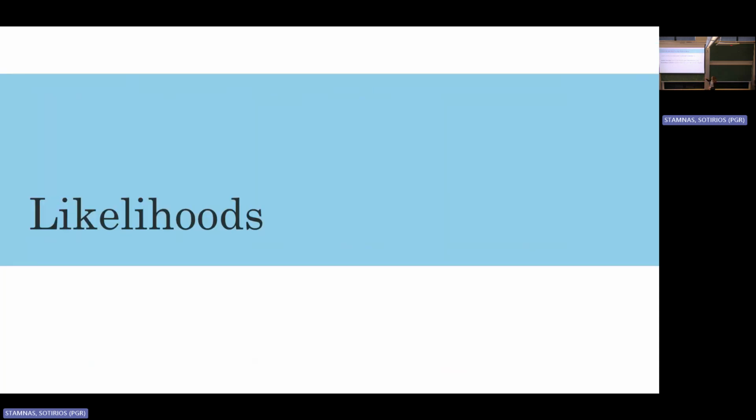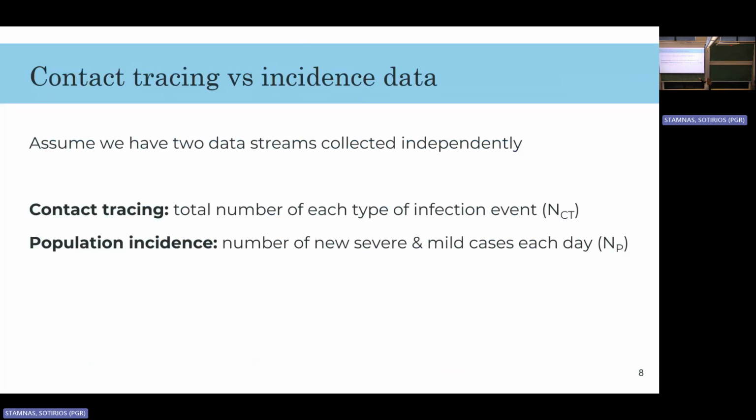And these will be a sample of the overall population. So the population is 100,000 people, but we sample up to 10,000 of these cases. And yeah, so there'll be independent subsets of the population considered in each of these. And the NCT will be our number of contact tracing data points, and the NP will be our number of population incidence data points.